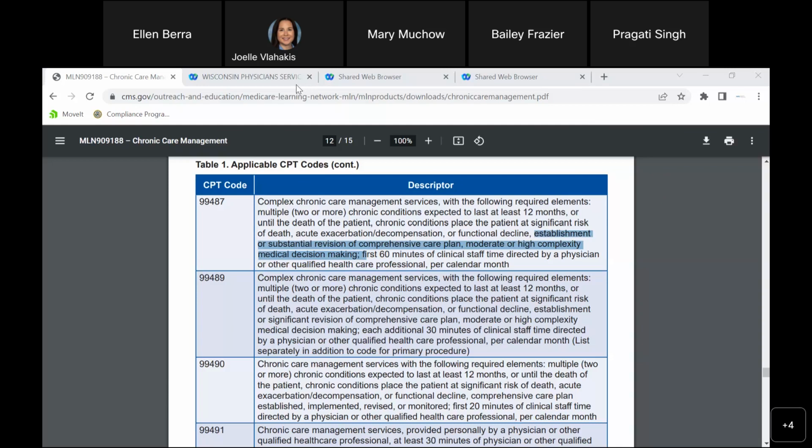You do not, because again, you cannot provide CCM services under the supervision of the resident. The resident is not the billing practitioner. The supervision has to be provided by that MD or DO or the non-physician practitioner.